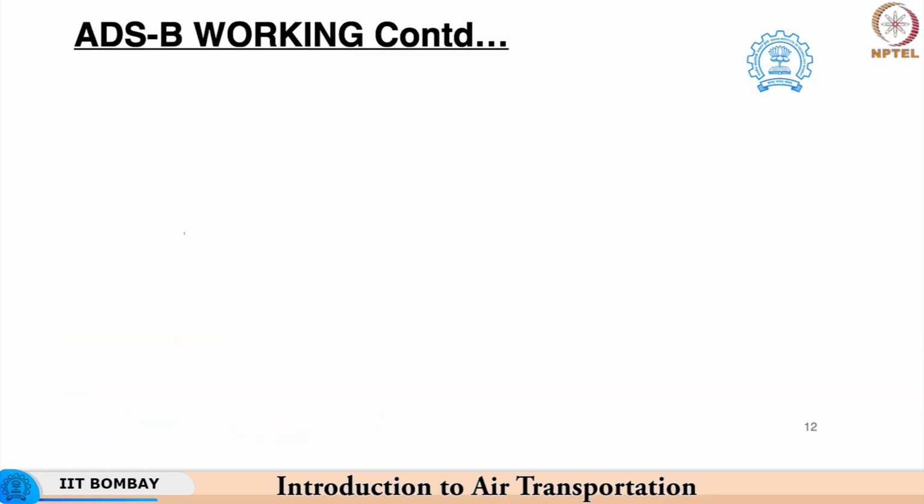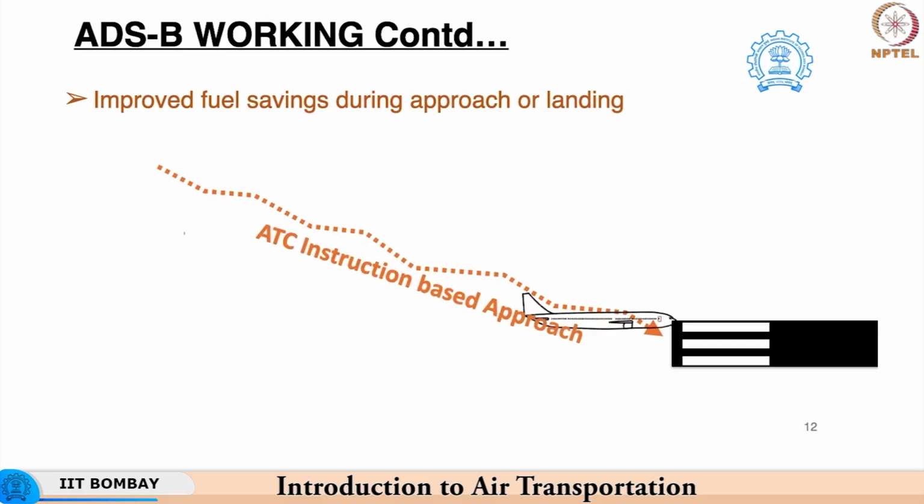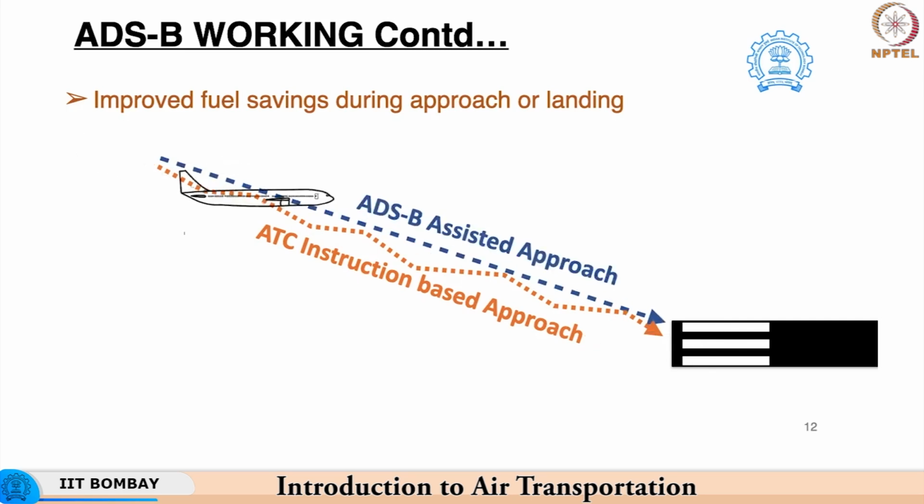Just to give you a small context on why it is advantageous, the implementation of these ADS-B systems has been found to improve the fuel savings during approach or landing appreciably. So, in a normal sense, while carrying out landing through the implementation of ATC instruction, the landing is more or less like a stepped approach, whereas if the aircraft carries out the landing using an ADS-B technique, the landing would be more efficient, requiring less time and hence less fuel consumption.